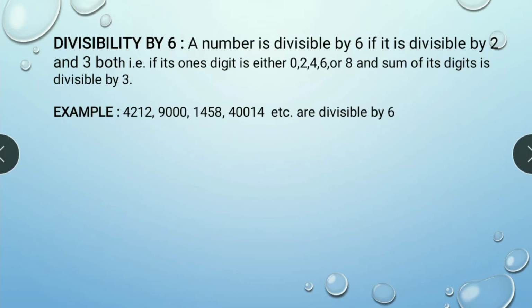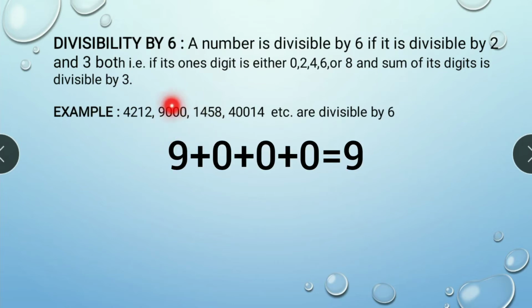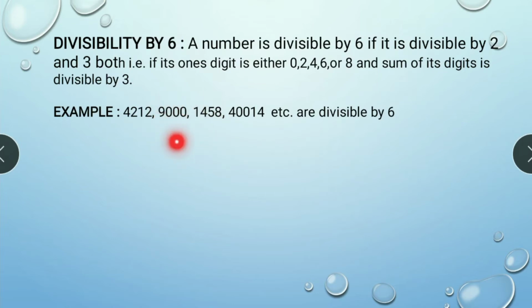Understood? Now see here, the last digit is 0. It means it is divisible by 2 and sum of the digits will be 9. So 9 is also divisible by 3. So the given number will be divisible by 6. Understood? In the same way, you can check for the other numbers which I have given here.